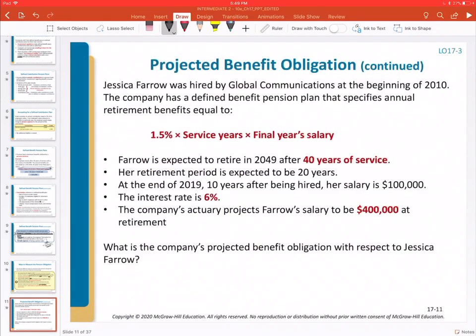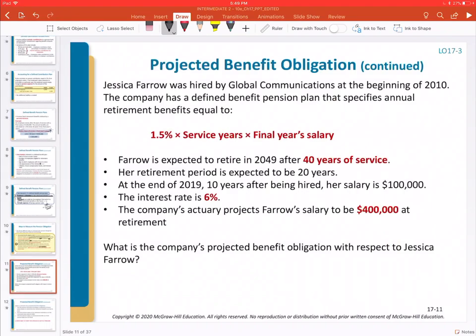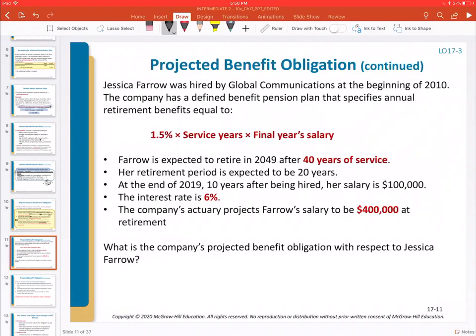Okay, so let's jump right into an example. We're going to look at one employee in this example, and over the rest of the lecture, you're going to see that there are going to be some changes that we make. We're going to change some of the components of the situation. But the baseline example that we're going to go through is related to this one employee.